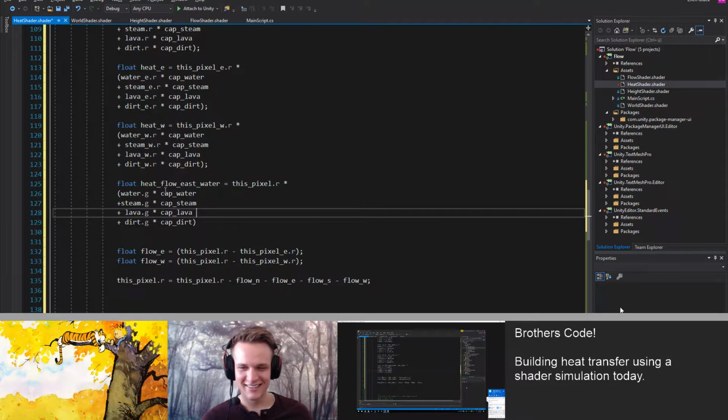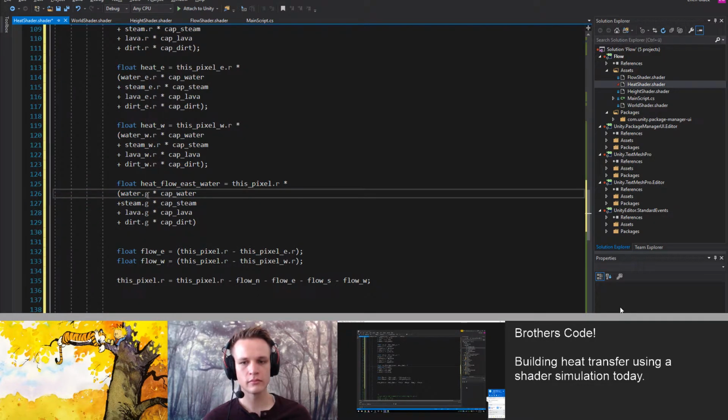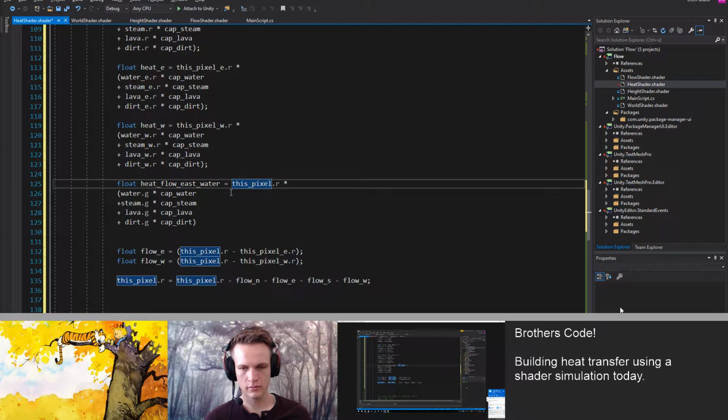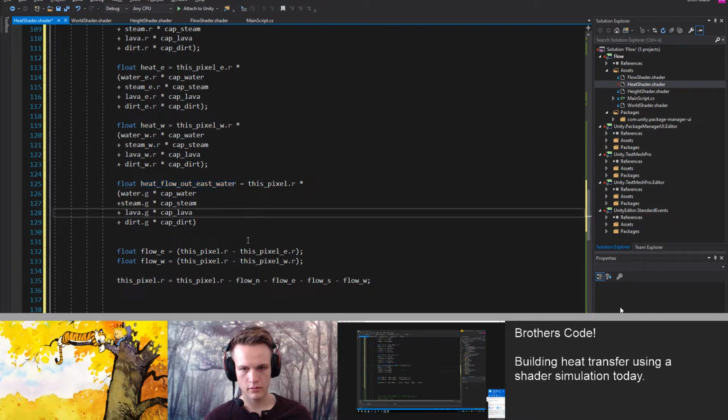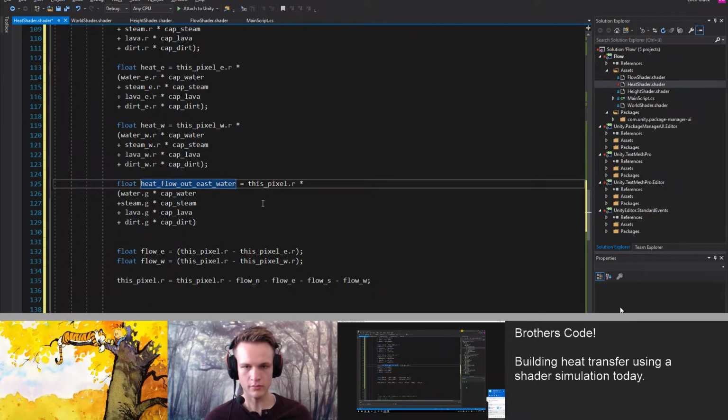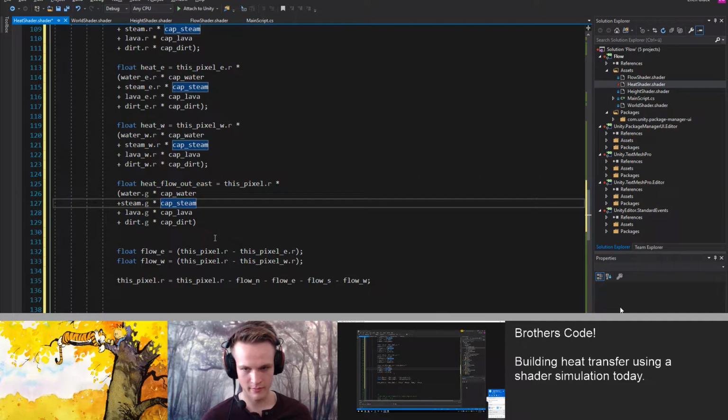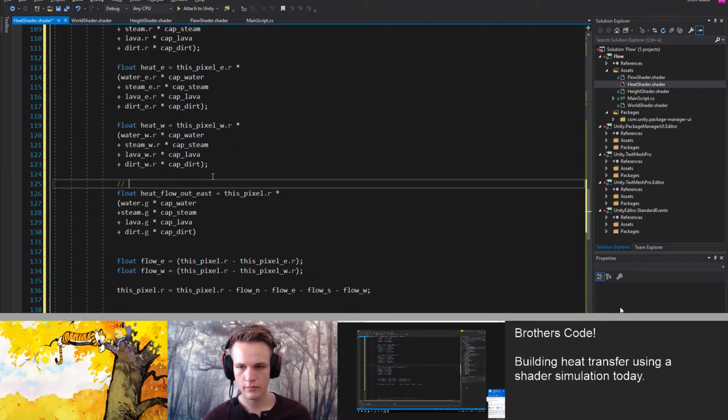So we have water times our capacitance, and this is the flow to the east, stored in green, multiplied by this temperature. So this is all outflow. This is heat out. Heat flow out east. Water, it's total. Calculate the flows outward in each direction.